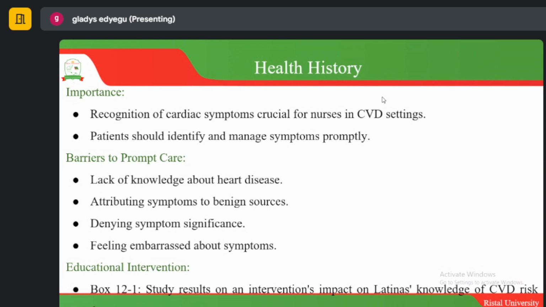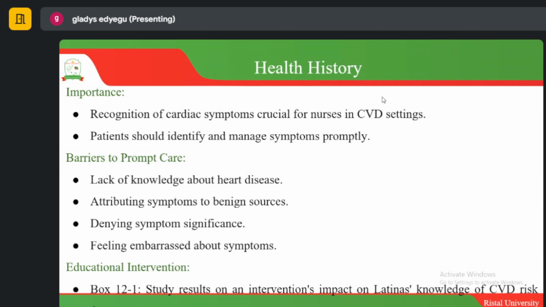Then also feeling embarrassed about symptoms. Some of them feel embarrassed. Some of them feel, why is it that they are the ones having such conditions? So when you're talking to these patients, they may decide not to tell you all the history. They may decide to hide some of the symptoms because they feel so embarrassed, but they don't know that this kind of information can help you, the health worker, in managing them.